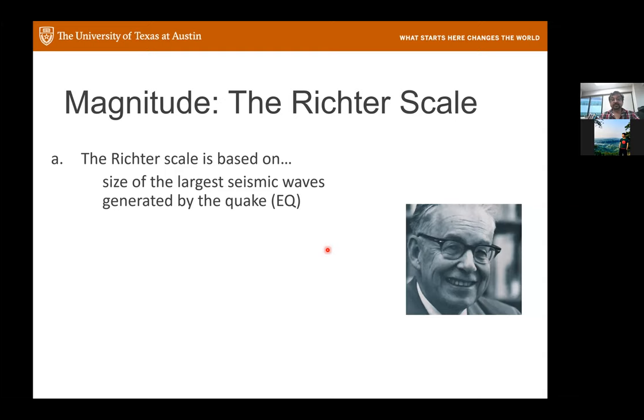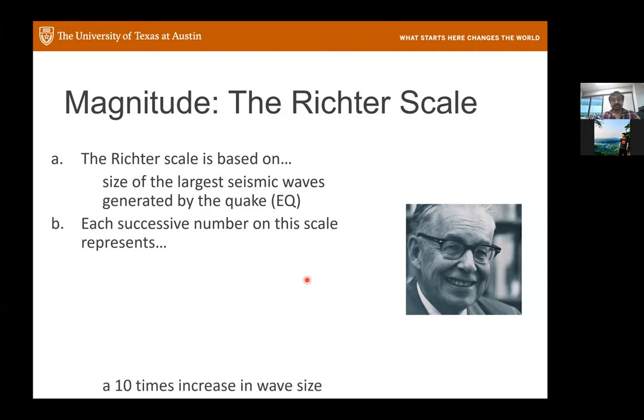and look at the amplitudes of these, the amplitude of the vibration in those records, and based on that you can define the Richter scale. If you look at the Richter scale, it goes from 0 through 10: 0, 1, 2, 3, 4, 5. However, the point that you should always remember is that this is not a linear scale.